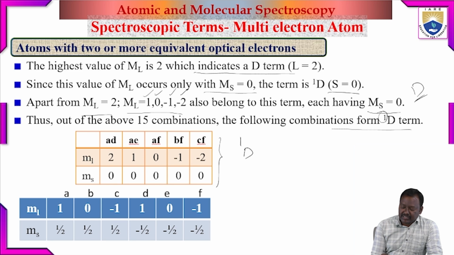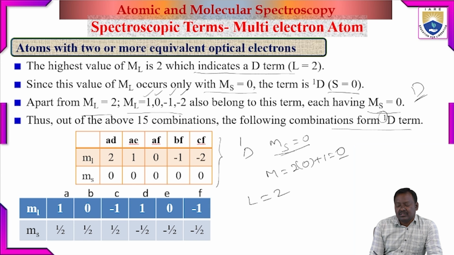Here ms is equal to 0. Again, the multiplicity is indicated as capital M equal to 2S plus 1. S here is 0, so the multiplicity is 1. And the L value is 2, so the term is 1D.